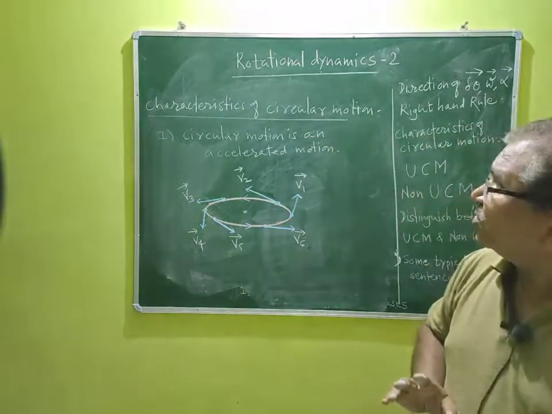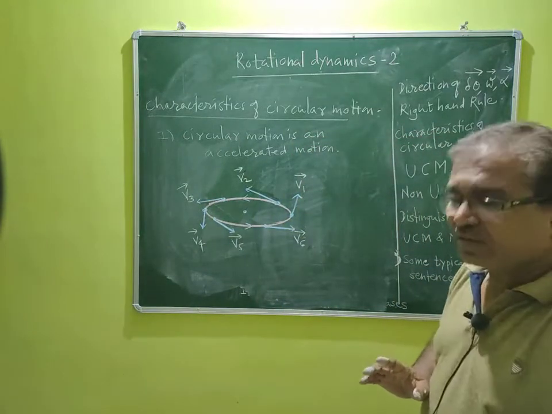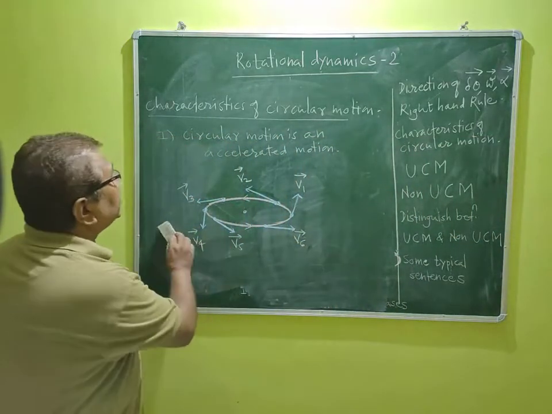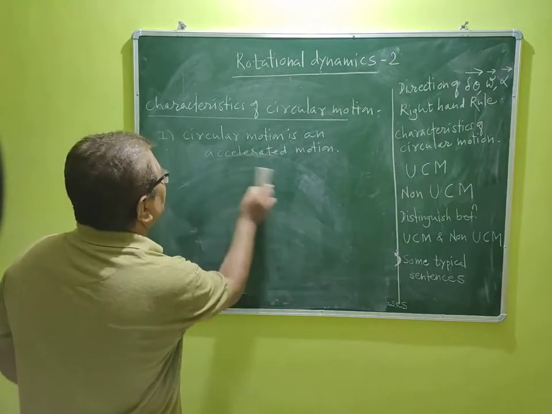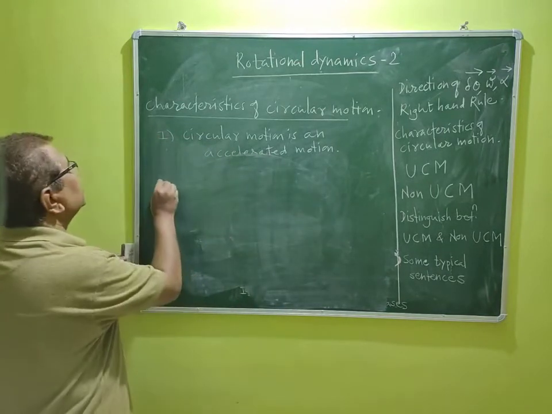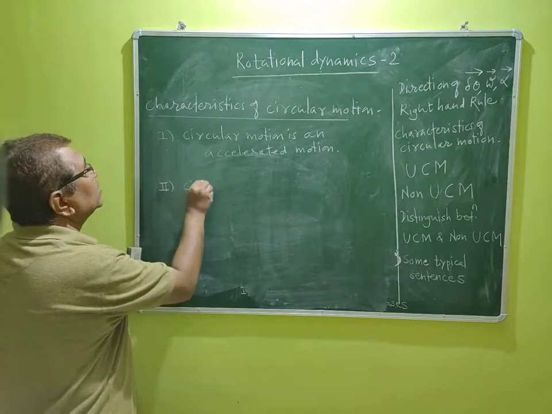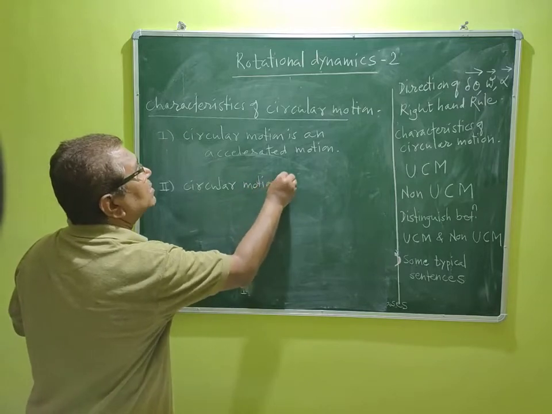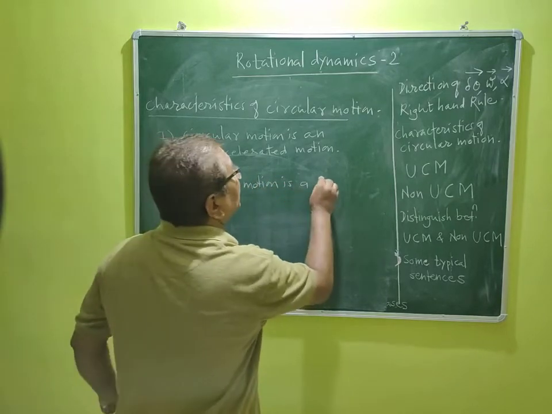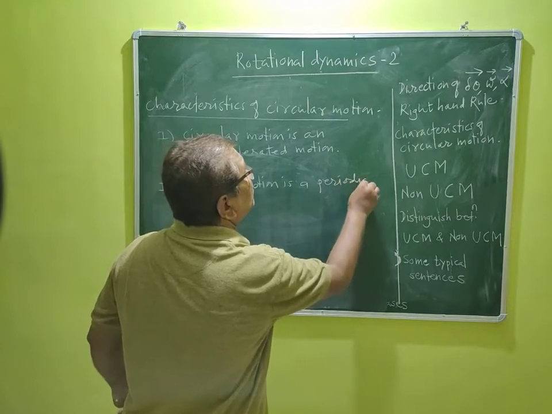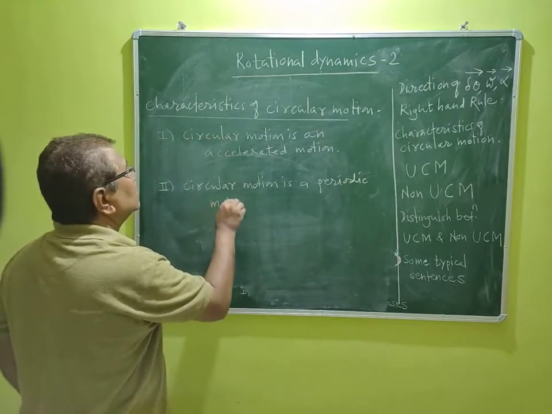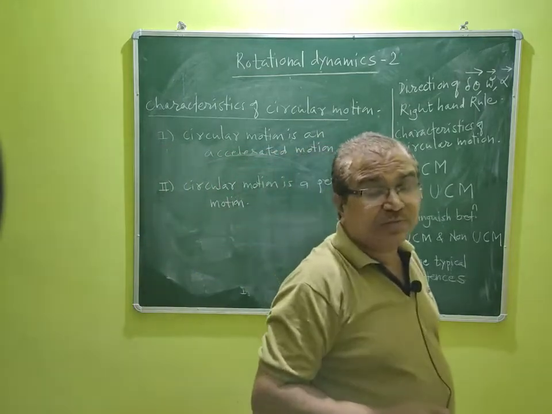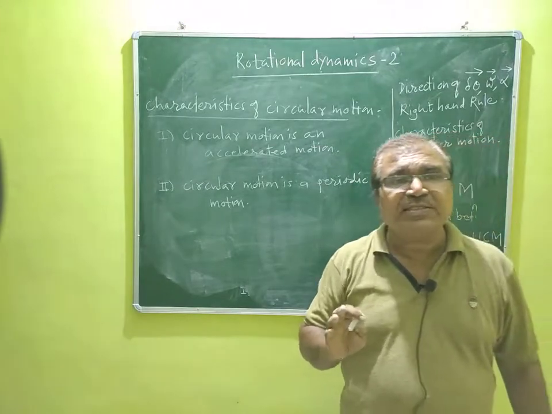Okay, then we'll go to the next characteristic, dear student. Let me clean the board at first. And the second characteristic is: circular motion is a periodic motion. Circular motion is said to be periodic.